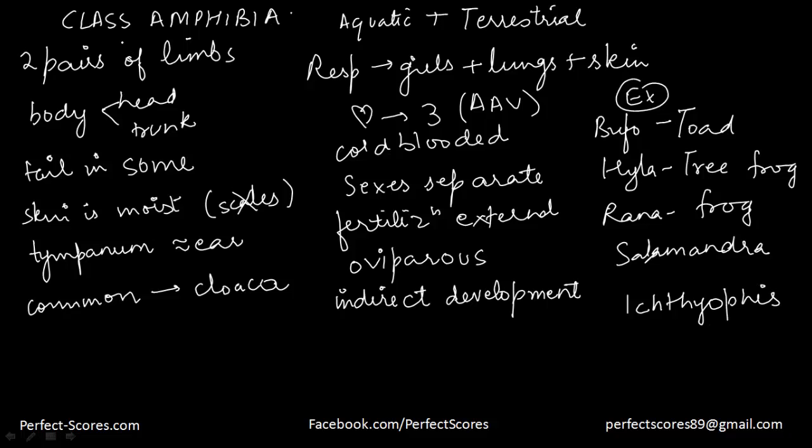Alright, so let's just summarize what we've done in class Amphibia so far. They have 2 pairs of limbs. The body is divided into a head and a trunk. Tail is there in some. Skin is moist without scales. Tympanum exists for the ear. And the reproductive, the alimentary, and the urinary tracts open up into a common chamber called the cloaca.